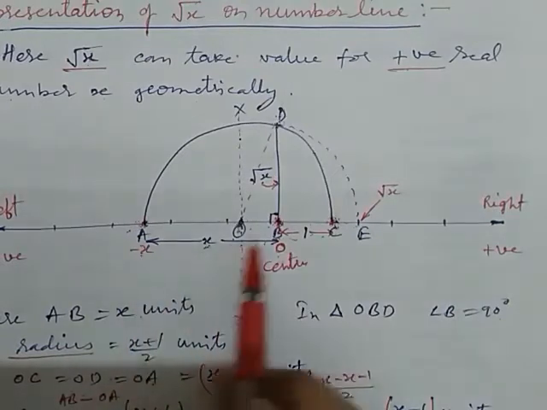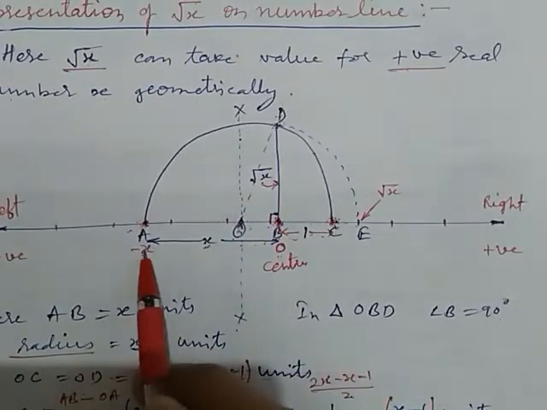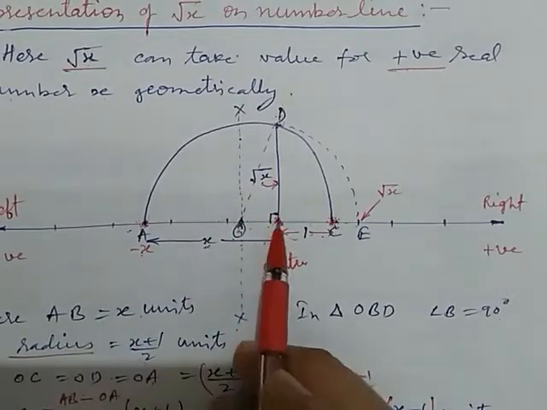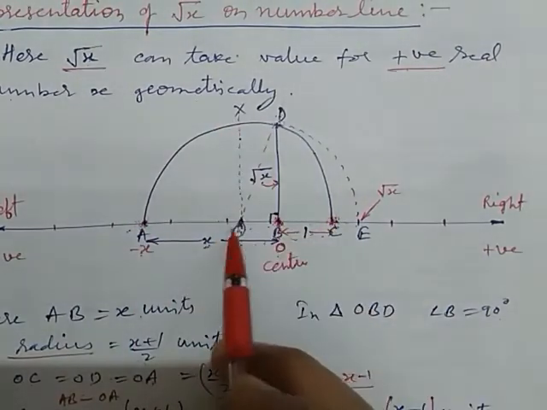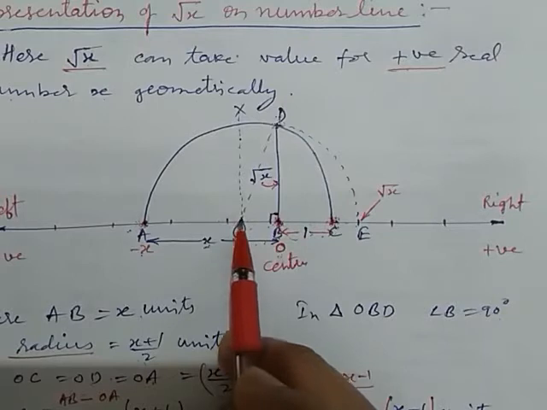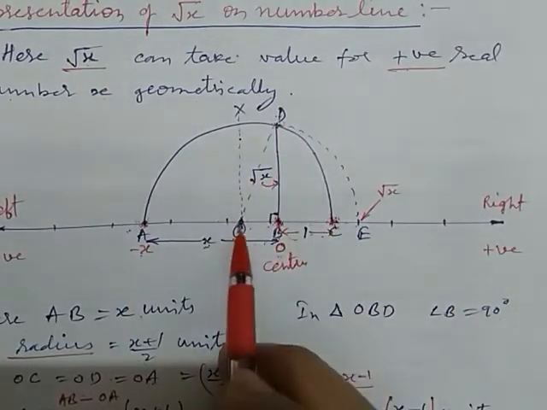Again I repeat, first we take the 0 of the number line here, and on the negative side we plot x, add 1 unit, then this becomes x plus 1. Now bisect it, we get O, (x plus 1) by 2. Okay, so OA, OC and OD are (x plus 1) by 2.